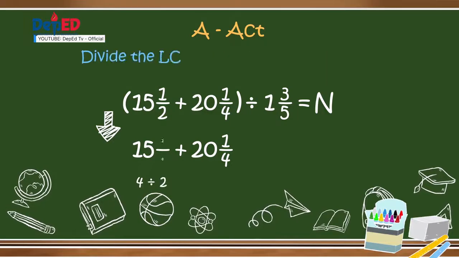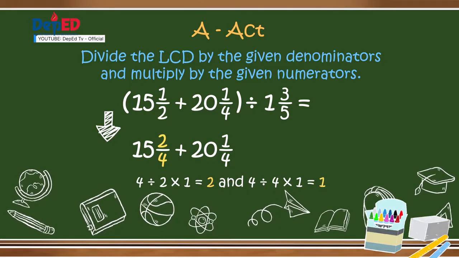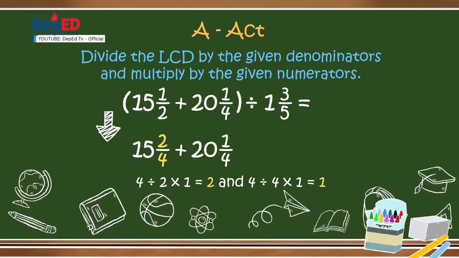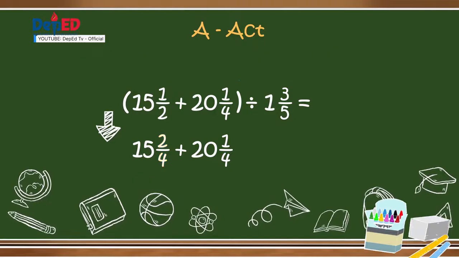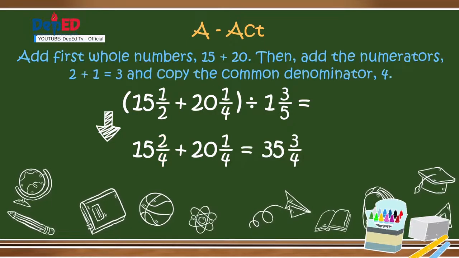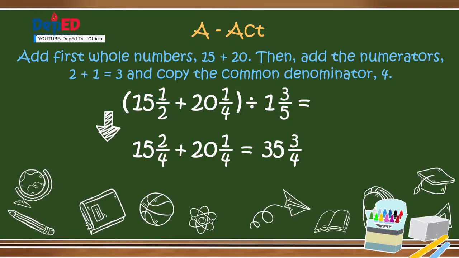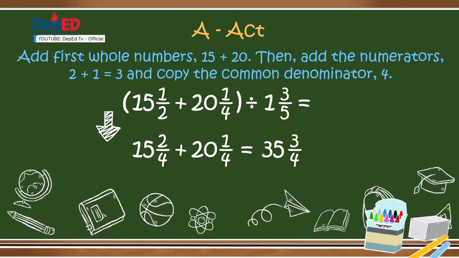Second, divide the LCD by the given denominators and multiply by the given numerators. 4 divided by 2 times 1 equals 2. 4 divided by 4 times 1 equals 1. Since we are adding mixed numbers, add first the whole numbers, 15 plus 20. Then, add the numerators, 2 plus 1 equals 3, and copy the common denominator, 4. We have 35 and 3/4.